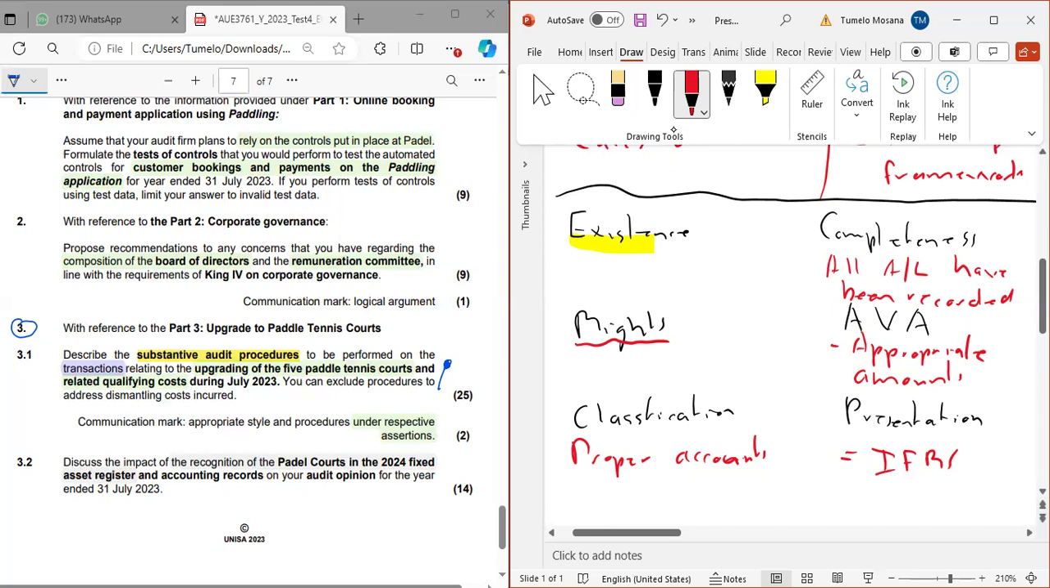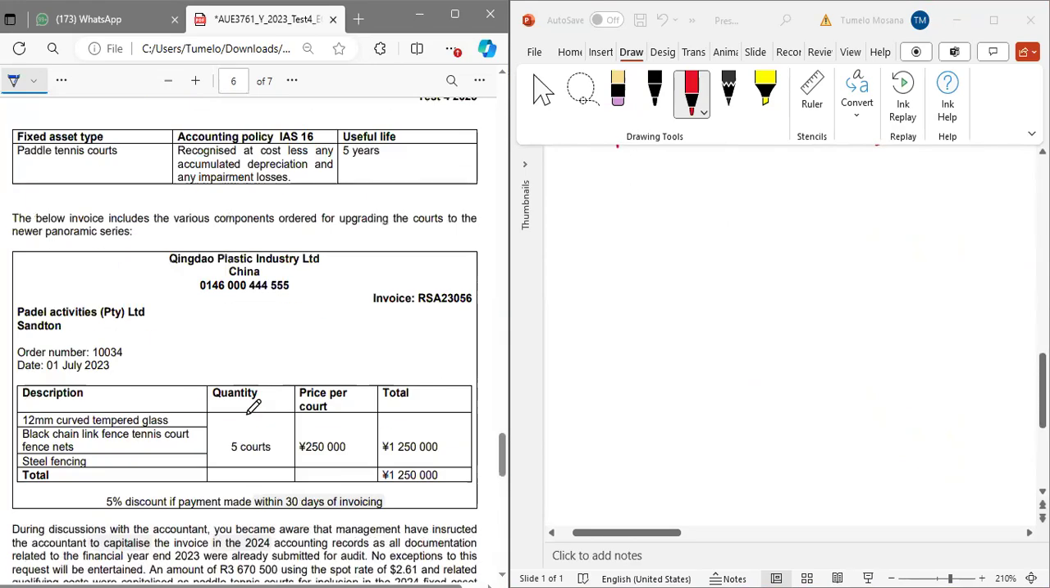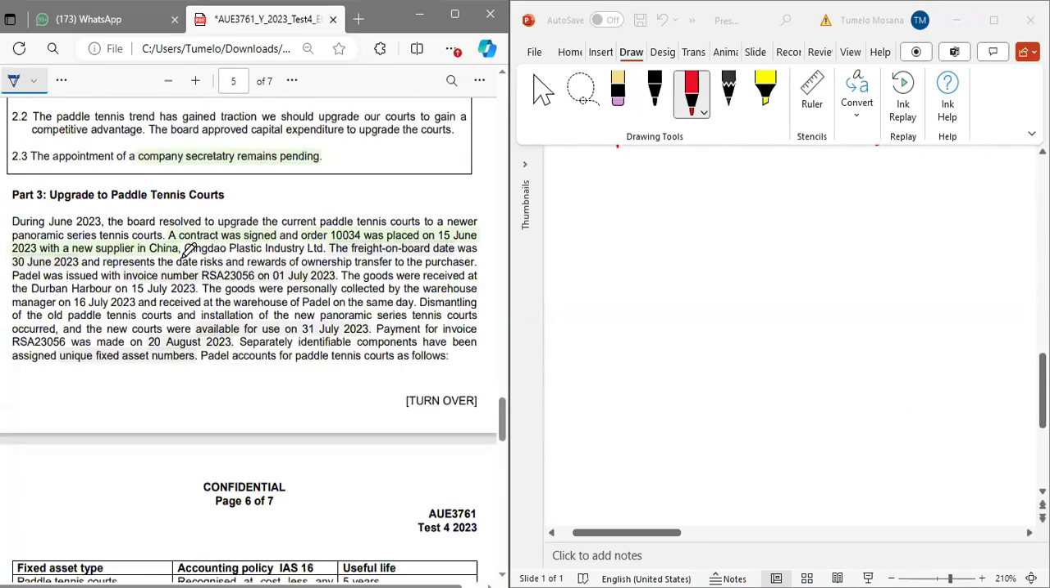But sometimes it can be difficult for students to differentiate which substantive procedure goes into which assertion. So you can get high marks without listing every substantive procedure according to its assertion. So in terms of this, before I can continue, we could read the scenario that is applicable to part 3, right?